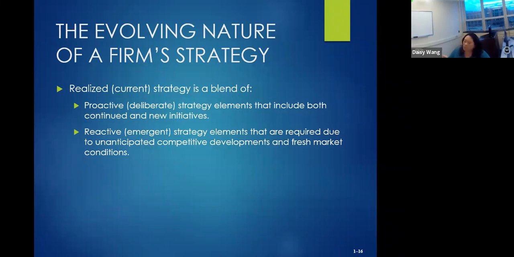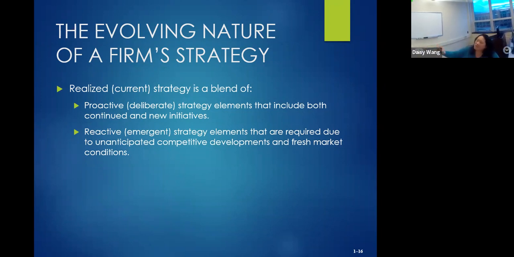But there would be something when you see something happen from the competitors, then you have something we call emergent or reactive strategy, where you respond to the competitors. Okay, so the current strategy is actually the mix of the strategy you were thinking with the strategy of your competitor, and then you react to the competitor's strategy change.